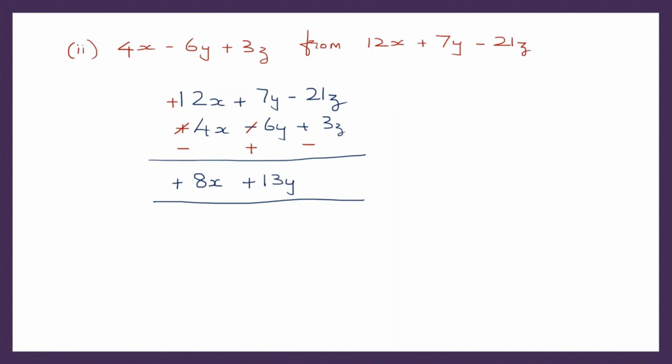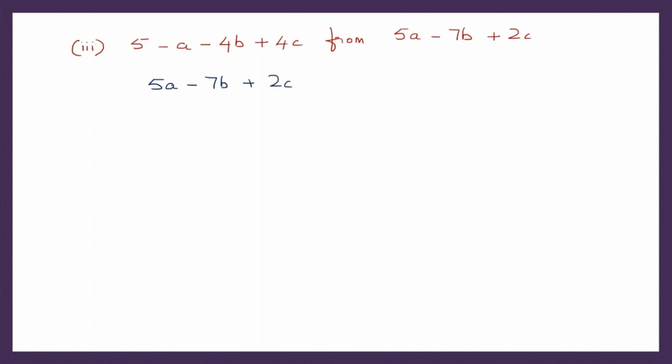Go to the third part, z. We have signs are the same because this we have cancelled. Minus 21 minus 3, signs are the same. Put the same sign and add. 21 plus 3 is 24. So 24z. So what's our answer? 8x plus 13y minus 24z.